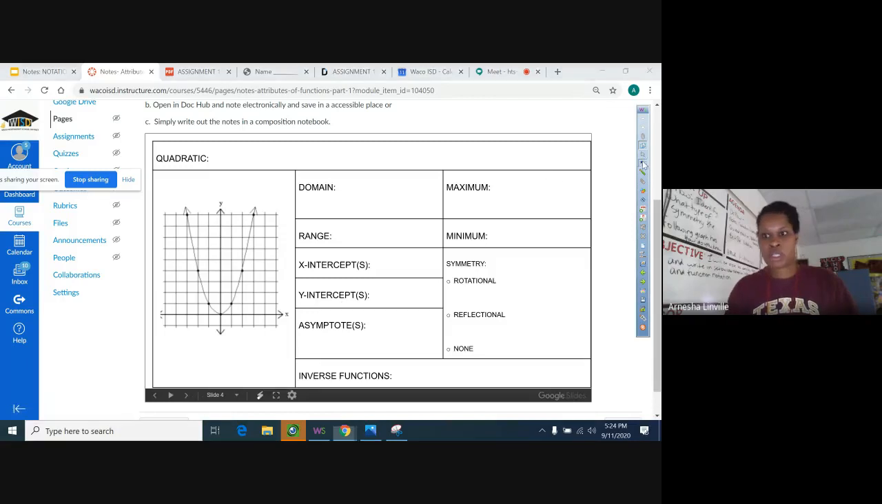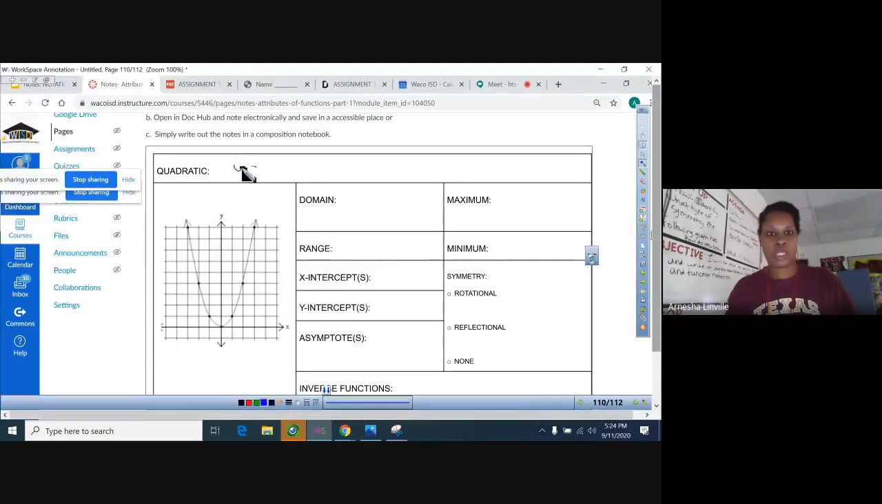So here we have quadratics. The parent function for a quadratic is y equals x squared. You're taking your x value and squaring it. You have a U-shaped graph, and that U-shaped graph is called a parabola. The domain: if you go left, you're going through arrows, and when you go right, you're going through arrows. So that's negative infinity to positive infinity.